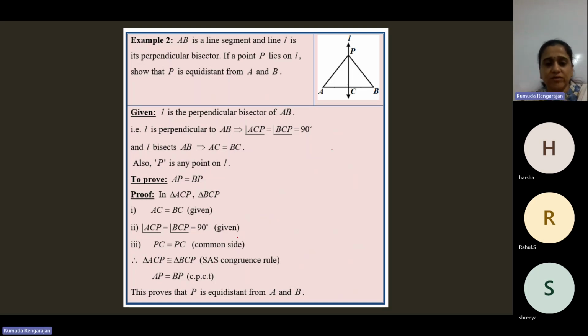See, instead of numbers, here I've named the angles ACP and BCP. ACP is this angle, BCP is this angle. You can name the angles like that, or you can just number them angle 1 and angle 2 and say angle 1 is equal to angle 2.